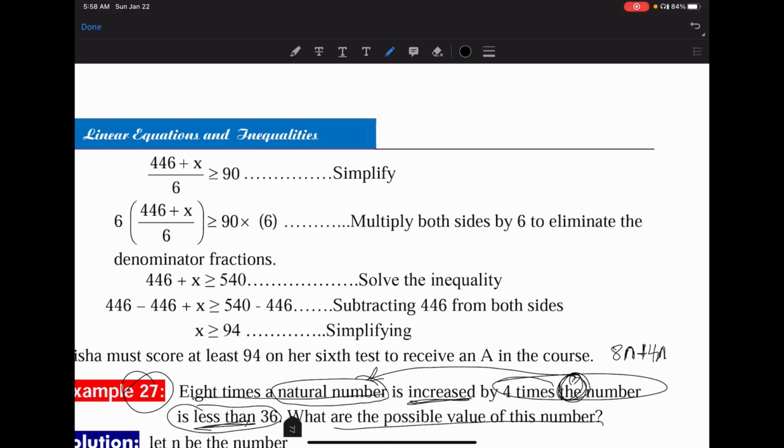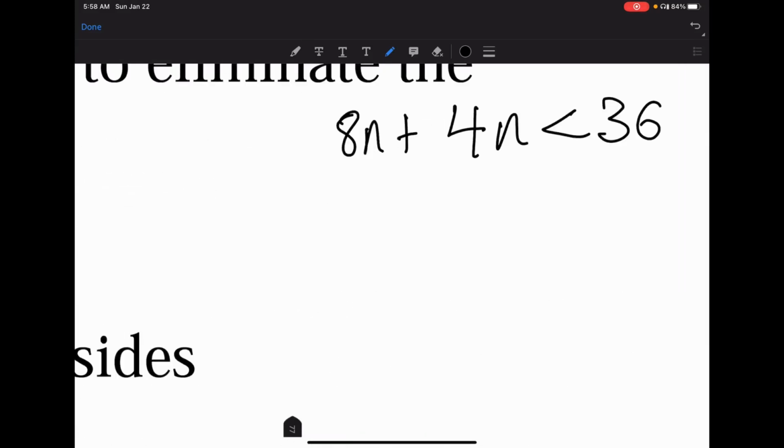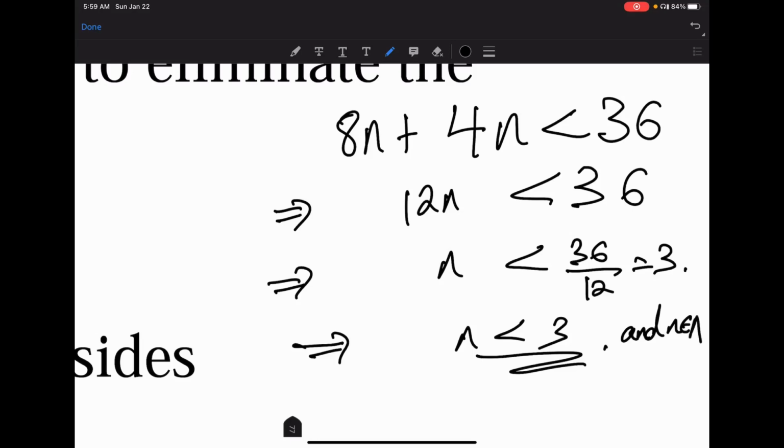Increased by 4 times the number, it is less than 36. What are the possible values of this number? We need to solve the inequality: 8n + 4n < 36. 8 + 4 is 12, so 12n < 36, which implies that n < 36/12, which equals 3, which implies that n < 3. We also know that n is an element of the natural numbers.